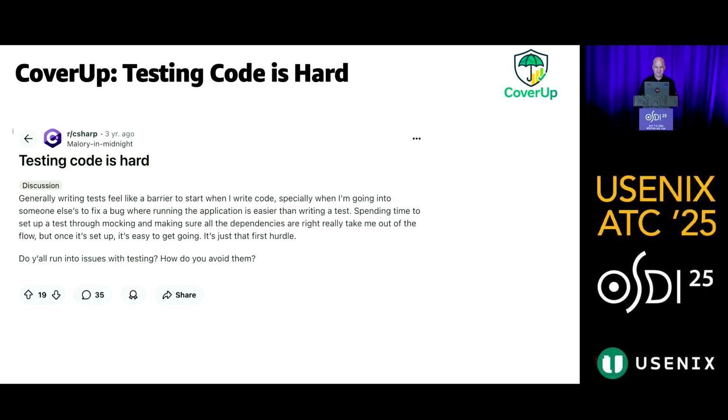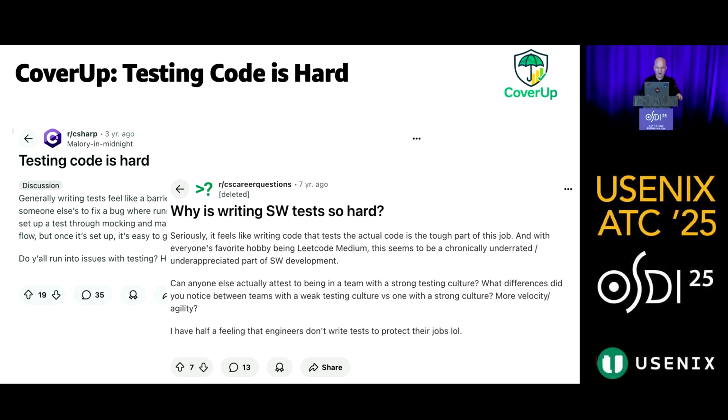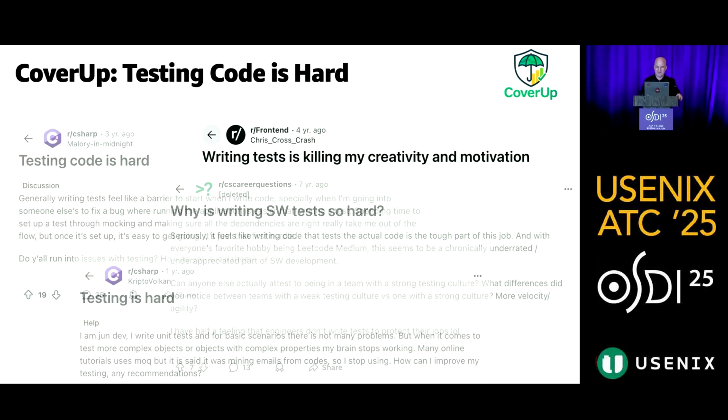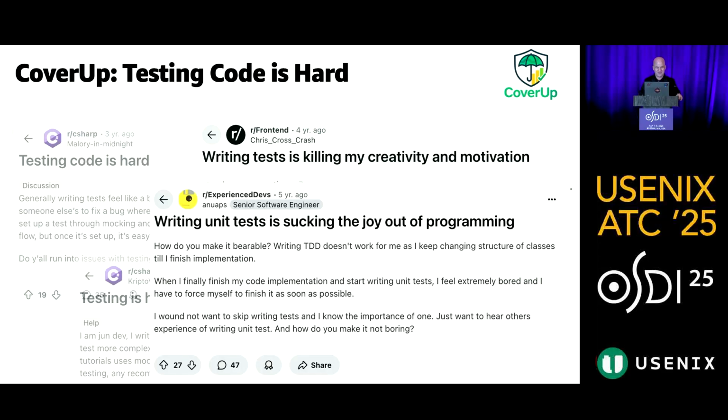So why? The problem is testing code is hard. Why is writing software tests so hard? Testing is hard. Writing tests is killing my creativity and motivation. And then my favorite, writing unit tests is sucking the joy out of programming. So programmers basically hate writing tests.